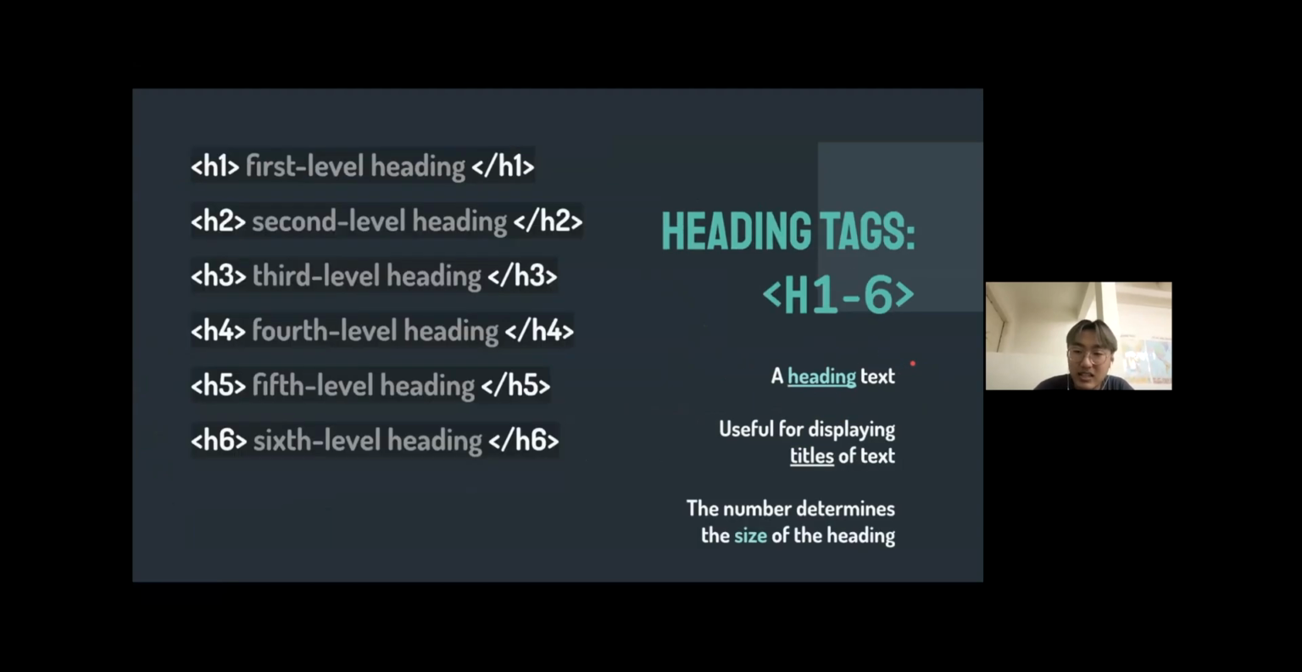And then next we have the heading tags. So we have H1, H2, H3, H4, H5, H6, and then heading text. This is useful for displaying any titles of text. And the number determines the size of the heading, so 1 being the largest and 6 being the smallest. And these look a little bit different.